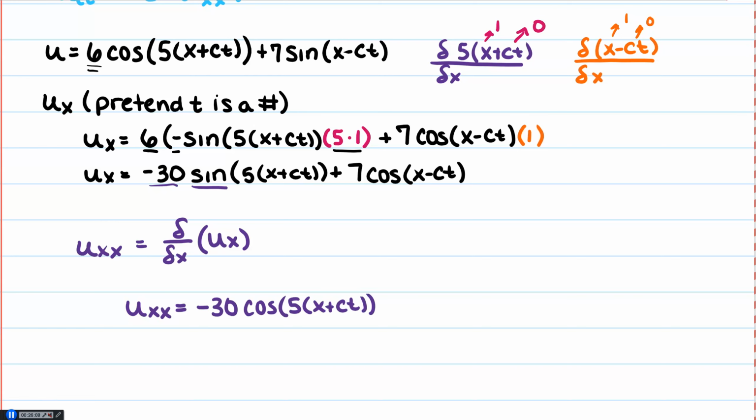But now, if that wasn't just x in this case, because x is what we're taking the derivative with respect to, then we also have to times by its derivative, which we decided was 5 times 1.